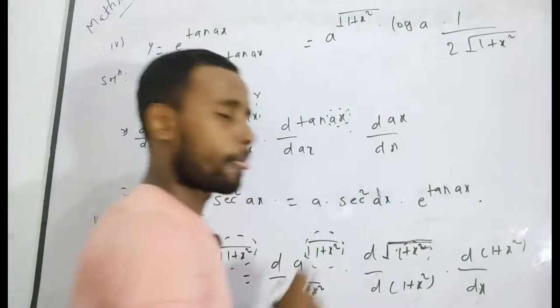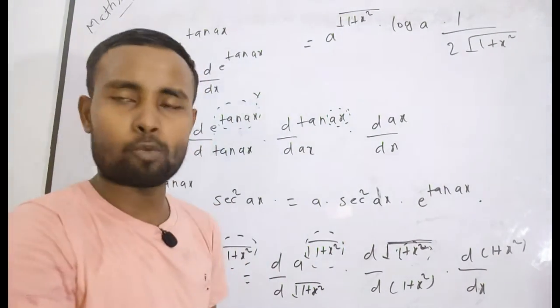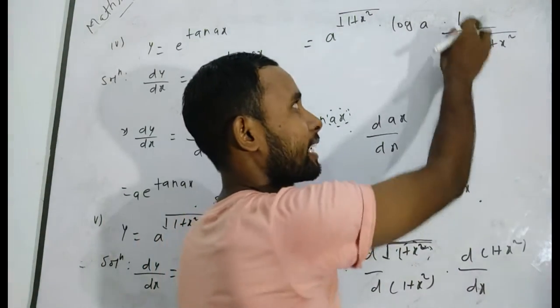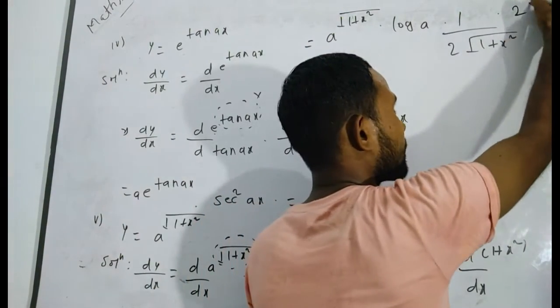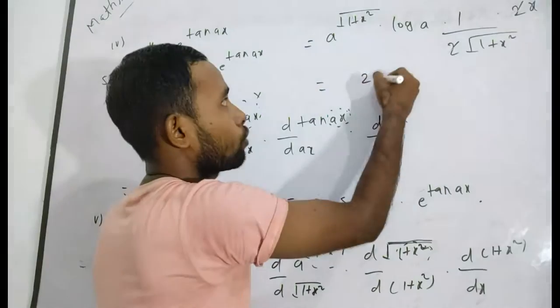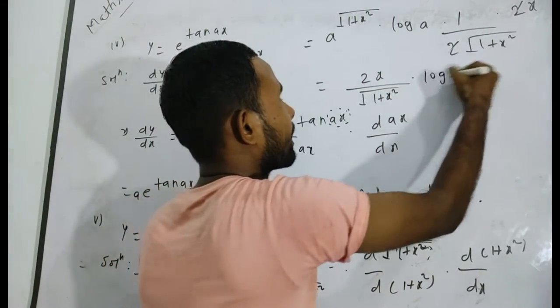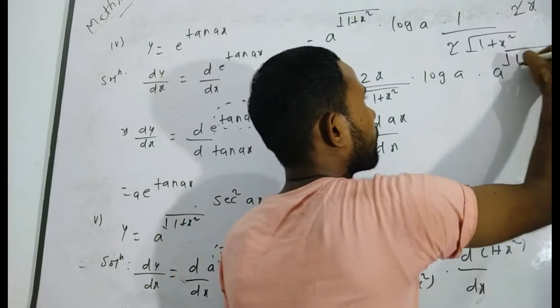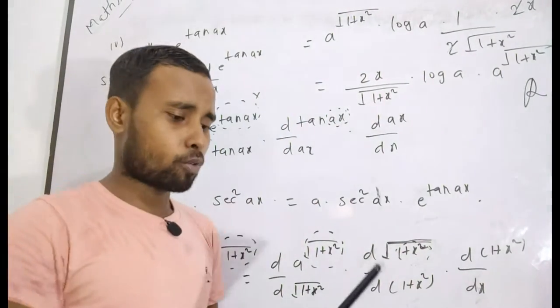Suppose that this term is p. In that case, it becomes root under p. The derivative of root under p with respect to p will always be 1 upon 2 root p. That's why I have written here 1 upon 2 root under 1 plus x square. Again, you have to differentiate 1 plus x square with respect to x. It will be 2x. Now you can write here 2x by root under 1 plus x square into log a into a to the power root under 1 plus x square, which is the required answer of this question.